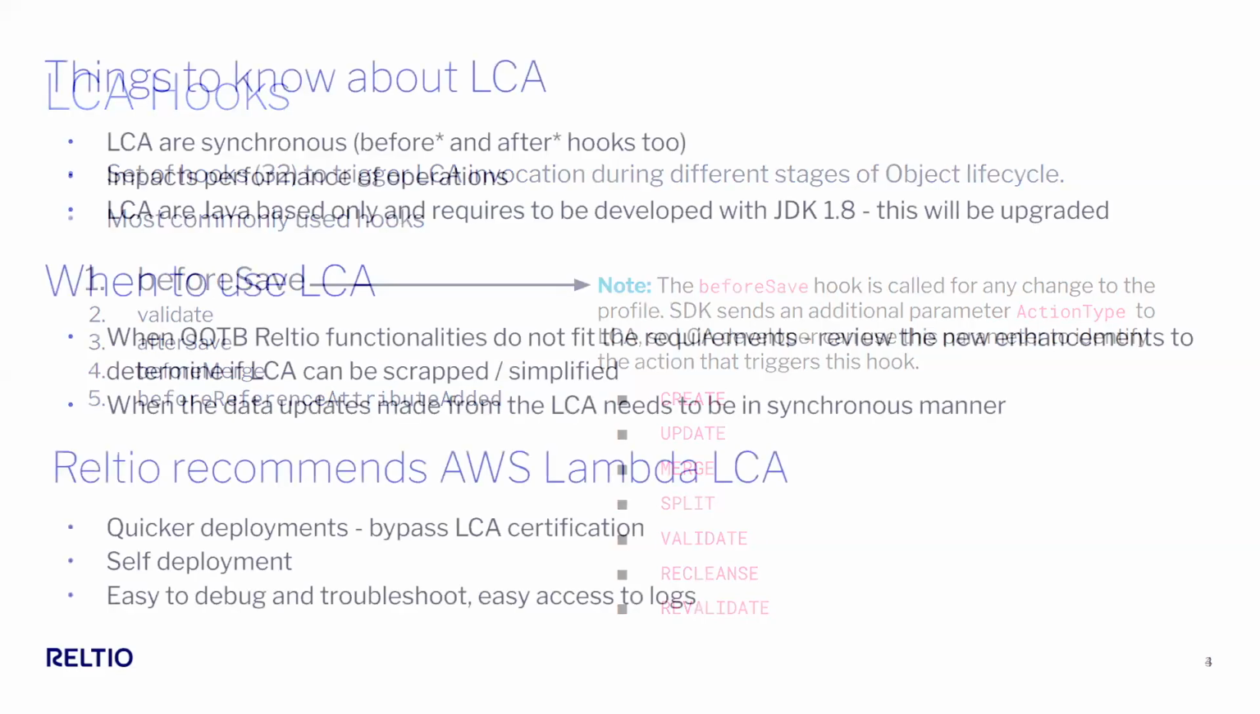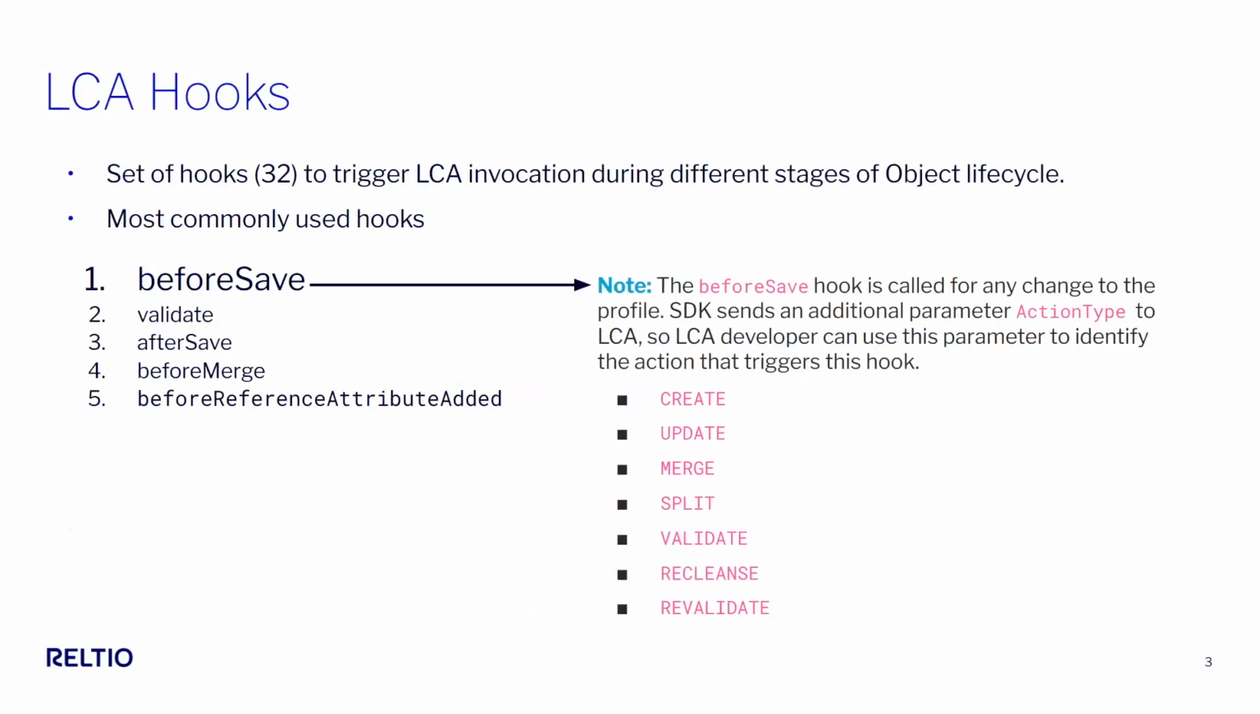So can I ask one question? Yeah. Does this extend to Google Cloud Functions? Right now we are only supporting AWS Lambda functions, but native support for Google Cloud and Azure functions is on the roadmap. Thank you.